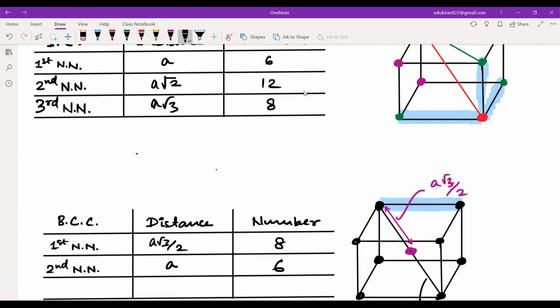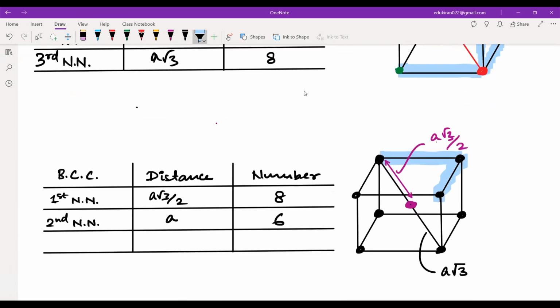Yes, sir. Okay. Next will be the neighbor which is along the face diagonal. Because again the body diagonal is A root 3. But if you talk about this distance, which is along the face diagonal, it is A root 2. So A root 2 is nearer than A root 3, and the number will be how much? Tell me. 12. Right? 12. Correct? Yes or no? Yes.